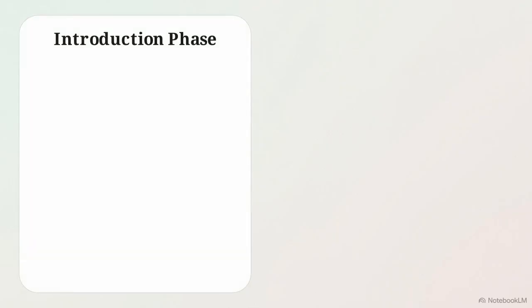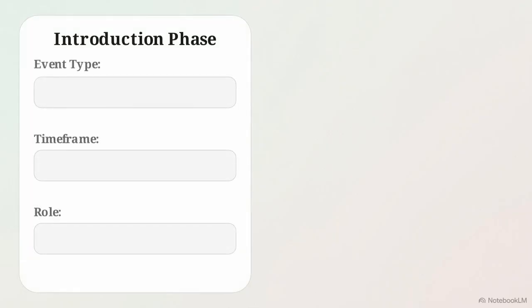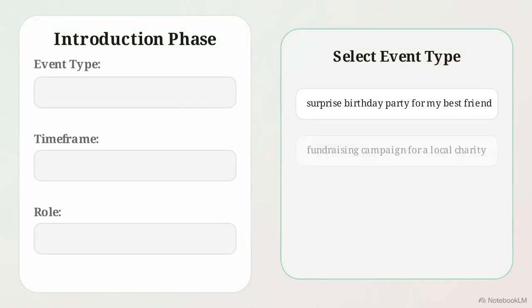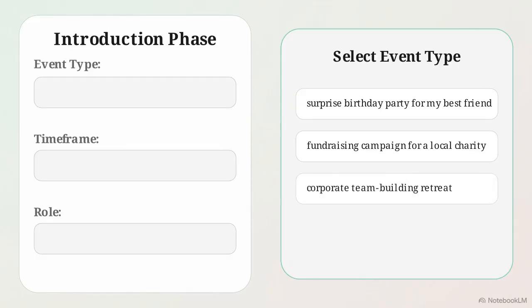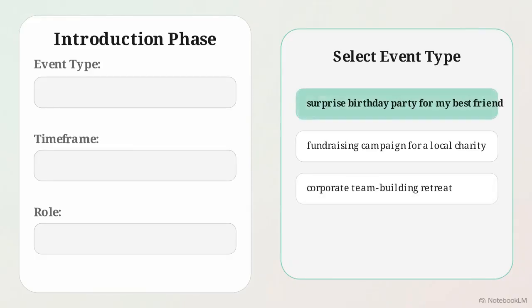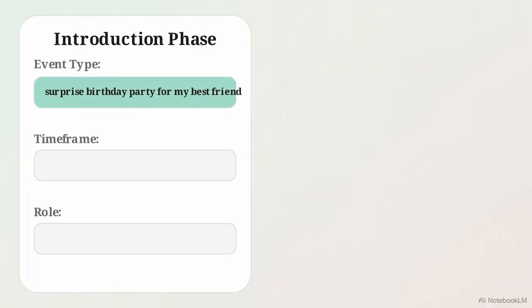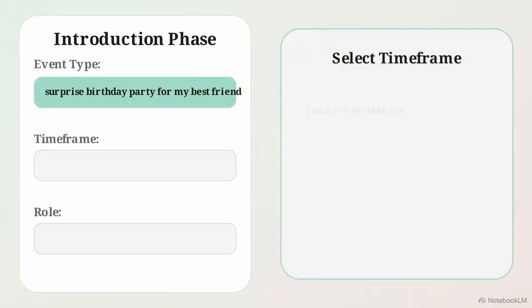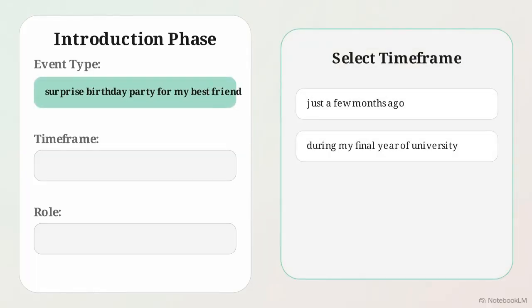We begin with the introduction, requiring 3 parameters: event type, time frame, and your role. For event type, choose a variable that fits the prompt, like a birthday party, fundraising campaign, or team-building retreat. Stating the event type identifies your core vocabulary subset.